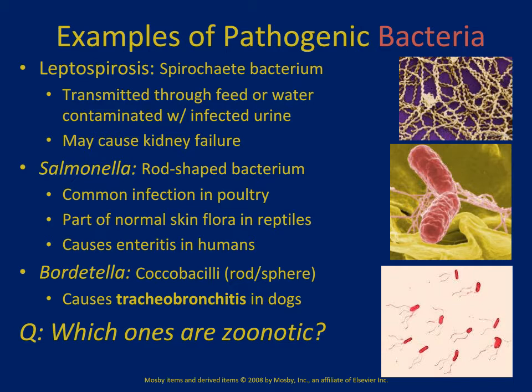Now, at the bottom of the slide, I pose a question to you. That is, which of these diseases above are zoonotic? If you remember back to the first lecture, we said that zoonotic diseases are diseases which can be transmitted between animals and humans. And so which of these three diseases are zoonotic? If you said leptospirosis and salmonella, you're correct. Both of these are diseases which can be transmitted between animals and humans, whereas Bordetella bronchiseptica cannot be transmitted to humans, so it is not a zoonotic infection.